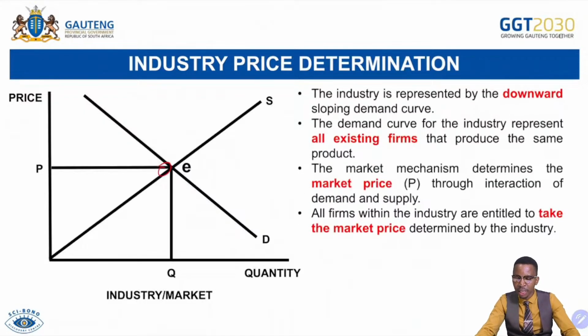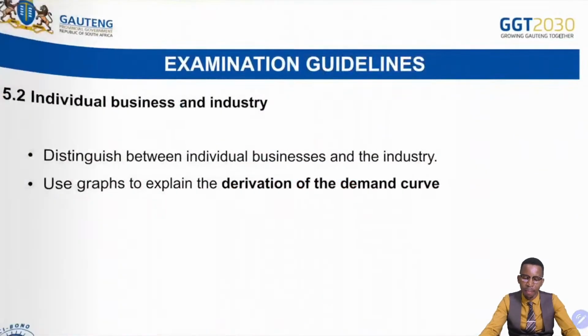The industry is represented by the downward sloping demand curve. The demand curve for the industry represents existing firms that produce the same product. The market mechanism determines the market price P through the intersection of demand and supply. All firms within the industry are obliged to take the market price.